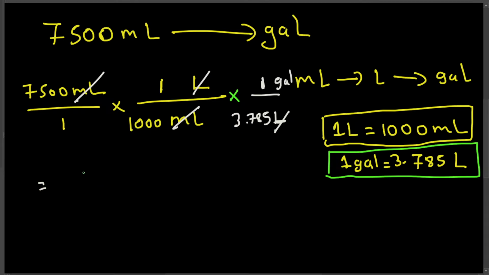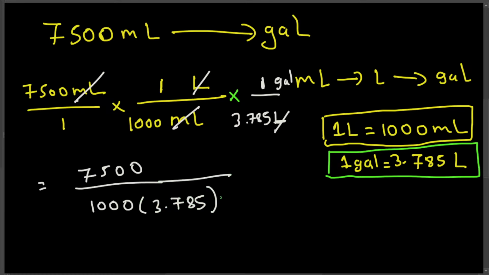So the calculation is basically 7,500 divided by 1000 times 3.785, and that should give us the gallon. If you plug this one in the calculator and find the value, you should get 1.98 gallon. That's our final answer. And that's it for this video.